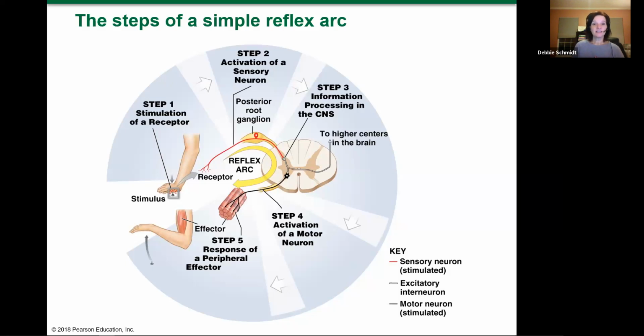Some reflexes will send an interneuron and send a message up to the brain. And some of them are so basic and rudimentary that the brain's like, I don't want to hear about it. Just do it. Just do this response. So it will automatically do a certain response. Then we send the response out by activating a motor neuron that comes to some kind of peripheral effector, like a skeletal muscle.